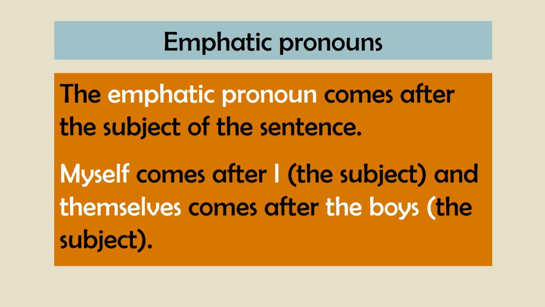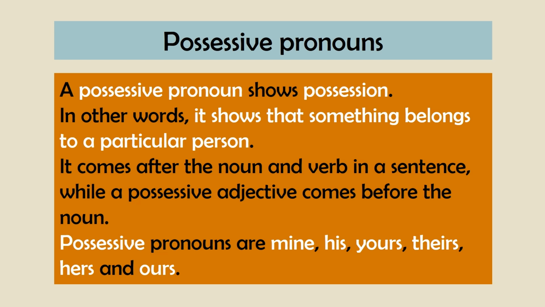The emphatic pronoun comes after the subject of the sentence. Myself comes after I, which is the subject, and themselves comes after the boys, which is also the subject in the sentence. Possessive pronouns. A possessive pronoun shows possession.